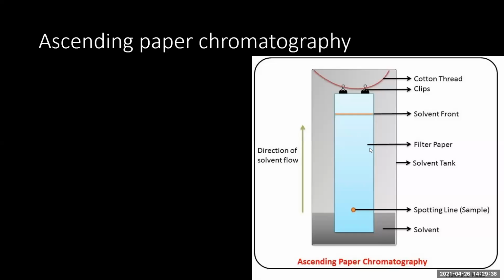Okay, so this is our stationary phase. We have added the sample here. This will be our mobile phase. The direction of movement will be from bottom to top. So when the mobile phase, the solvent system, moves from bottom to top, we call it ascending paper chromatography.